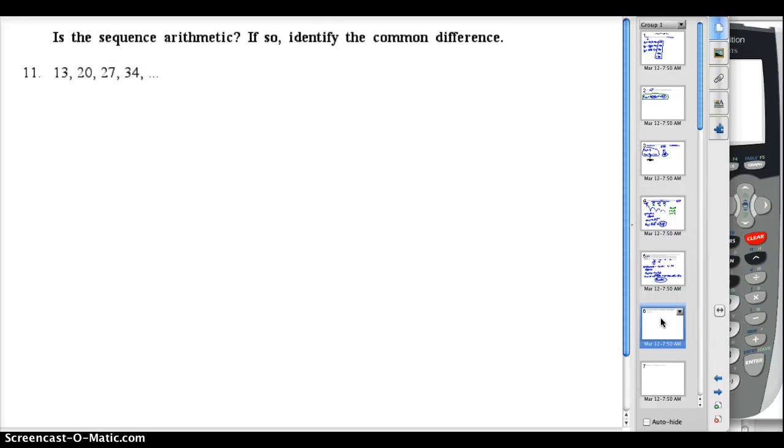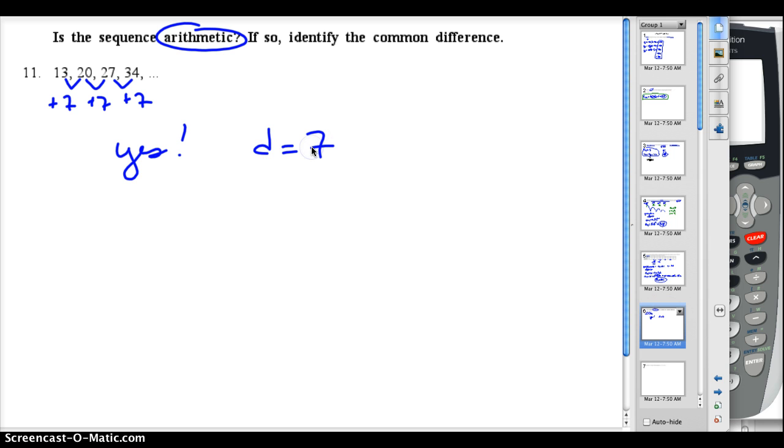Number 11. Is the sequence arithmetic? If so, identify the common difference. Arithmetic is where we're looking if we're adding the same number. Let's see, that's a plus 7 and a plus 7 plus 7, so this is a yes. And our common difference is 7. Pause really quick and try number 12.